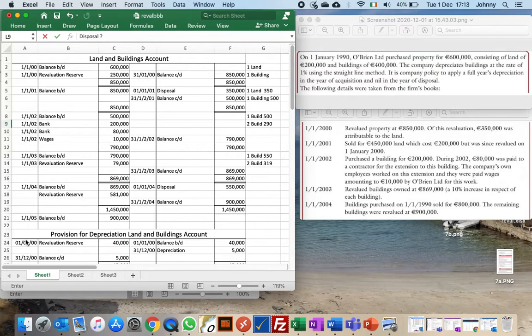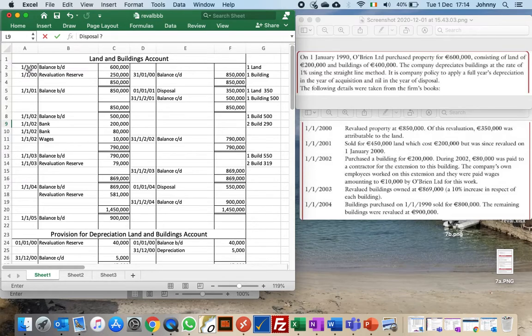So this is the question that we are dealing with now. I'll just quickly go through it. So it starts off, this here is year 1. On 1st January 1990, we bought a property consisting of land and buildings. The land, it says, is worth 200 and the buildings are worth 400. Depreciate the buildings at 1%, straight line method. So the depreciation, we would have had this up to 2000, because we're asked to do the accounts for the years 2000 to 2004.